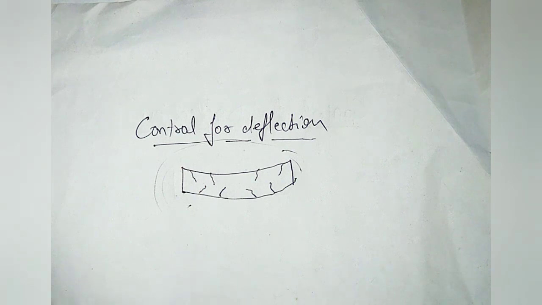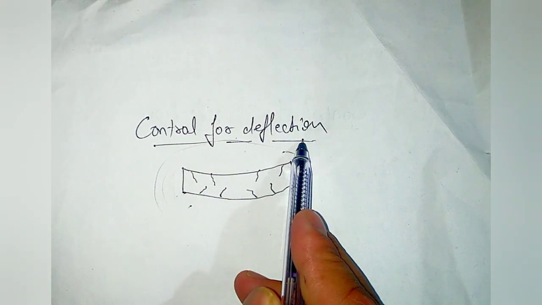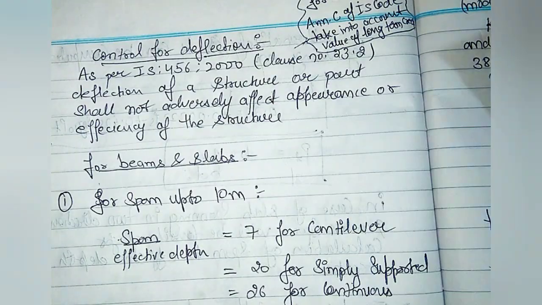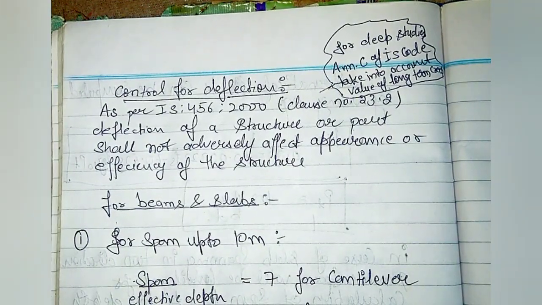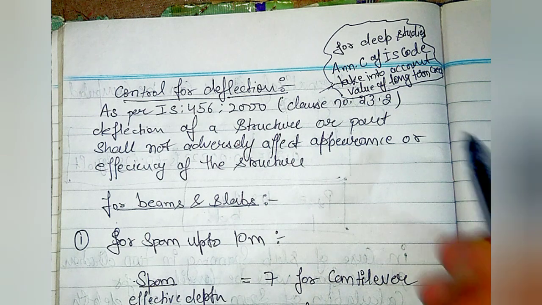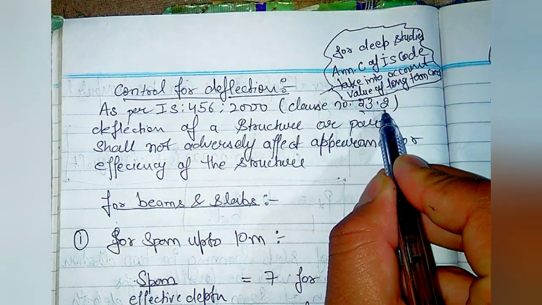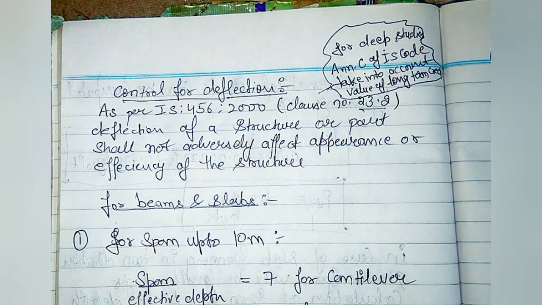So here we are going to discuss the control for deflection. Let us start. What is the control for deflection? It is as per IS 456-2000. Clause number 23.2 deals with your control for deflection.